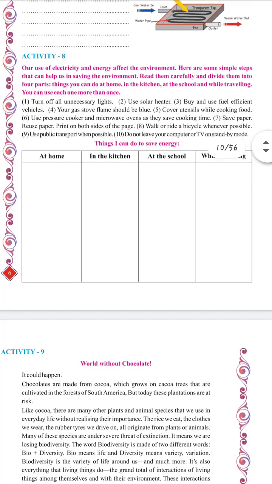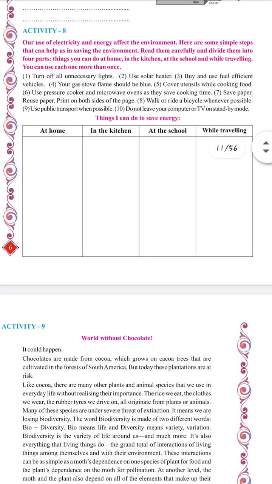Fourth thing is use a gas stove whose flame should be blue. Now you might have seen that the gas flame which burns while cooking food is sometimes yellowish in color and sometimes bluish in color. We also see that some part of the flame is reddish brown in color.